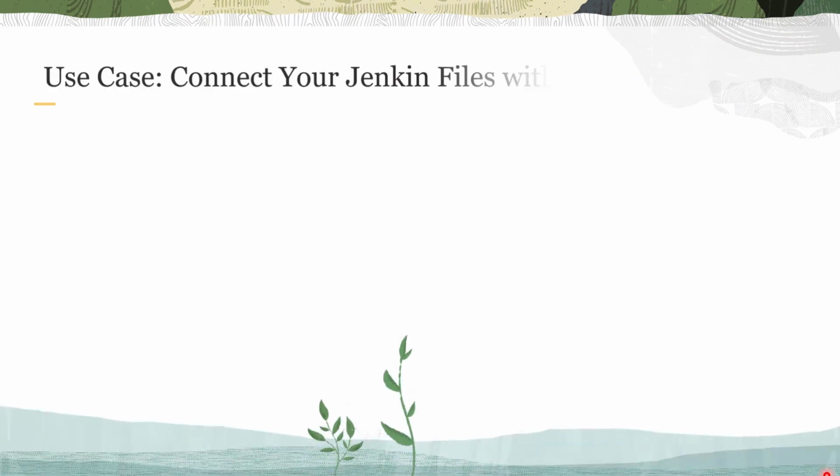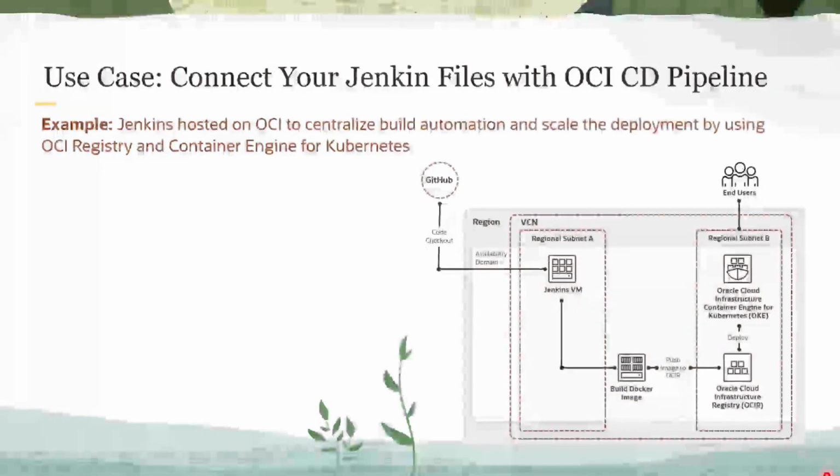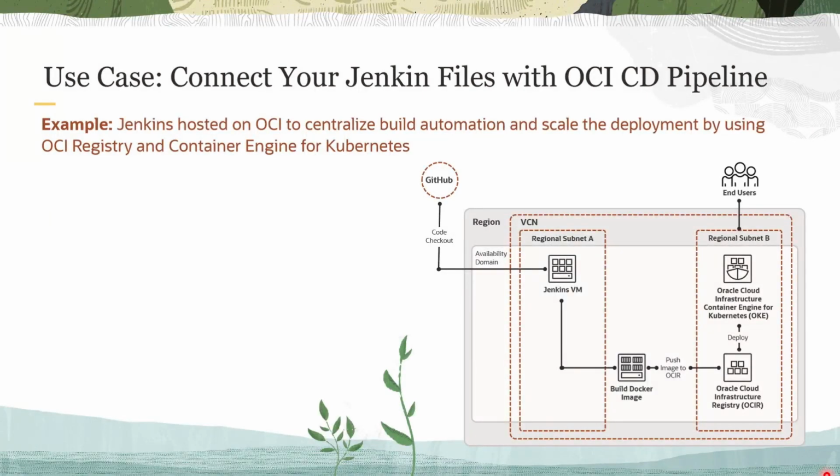Let's look at an example of how you can bring your CI to integrate with the CD for automation. Jenkins is a popular product for automating the continuous integration and continuous delivery and deployment pipelines for workloads in the Oracle Cloud. In this architecture, Jenkins is hosted on OCI to centralize build automation and scale the deployment by using the OCI registry and the container engine for Kubernetes. GitHub is used to manage source code, and GitHub provides a webhook integration so Jenkins can start running automated builds and tests after each code check-in.